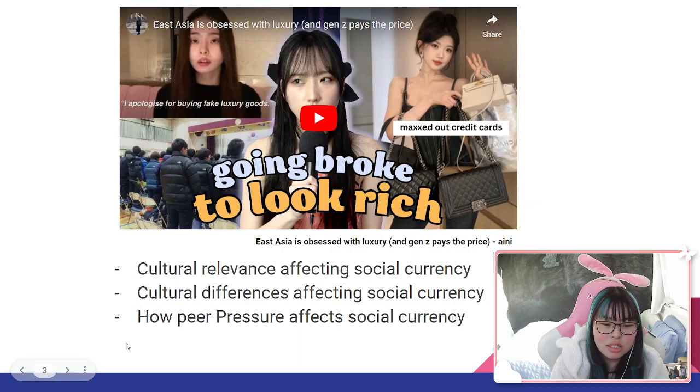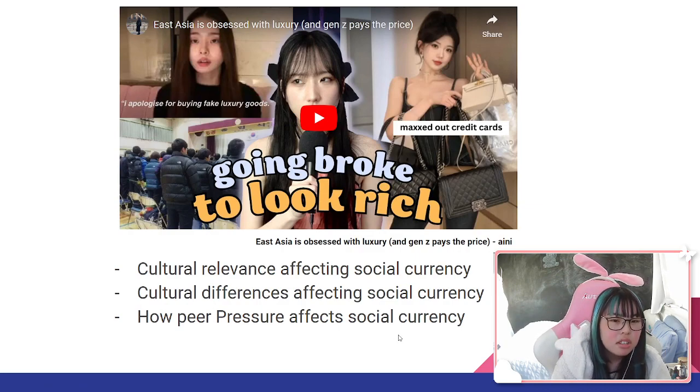And it goes into detail about how peer pressure affects this as well. Like when you go into something, you want to be relevant, you want to be with the trends and fit in with all your peers. And it explains heavily how important this is in both Western and Eastern societies.